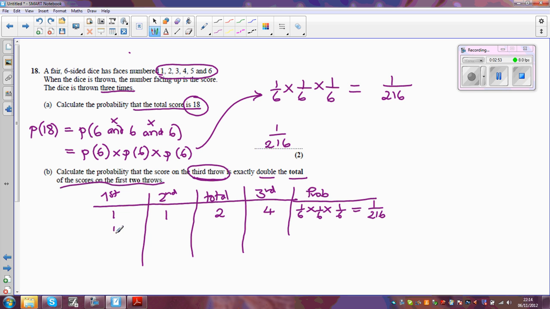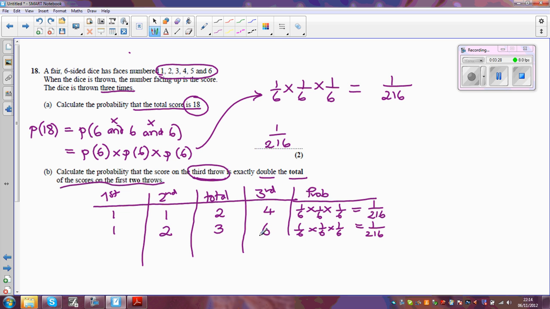Let's say next possibility is that I get a 1, and then I get a 2 with my second throw. So my total score there is 3. Now, if I got a total score of 3 with my first 2 dice, my third throw would have to be a 6. Again, the probability of that happening, a 1, and then a 2, and then a 6, well, it's going to be exactly the same again. 1/6 times 1/6 times 1/6, again, 1/216.